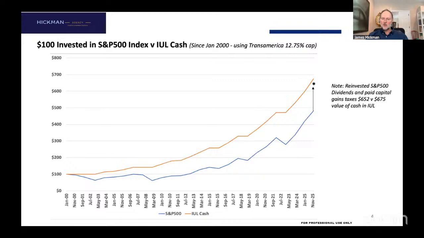$675 in your IUL cash for a $100 investment in 2000 versus less than $500 for a $100 investment straight into the S&P 500. Now, really important, if I invest in actual stocks that are paying dividends, I get the dividends. If I just peg my growth to the S&P 500 index, I'm not actually invested in the stock market. That's how they're able to guarantee me against losses. Okay, so I don't get the dividends in my cash value in an IUL.